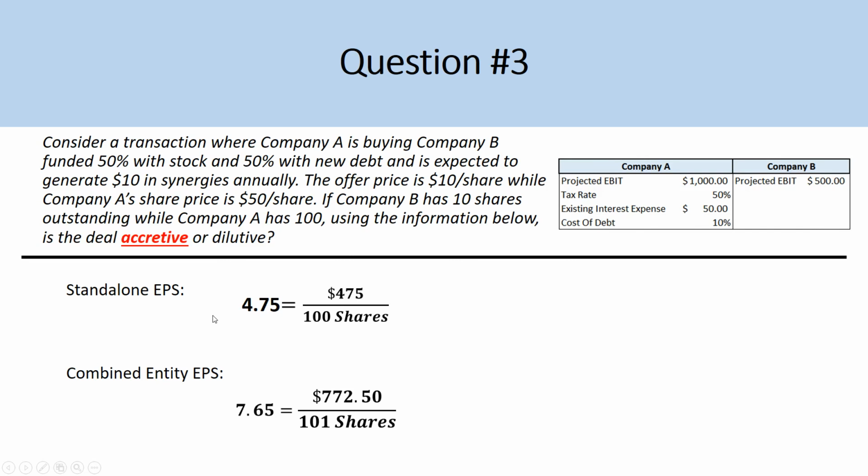Now, you compare the standalone versus the combined entity EPS. For the standalone, you divide just the standalone net income of 475 by its 100 shares, right? So it'd be 4.75. And for the combined entity, the new net income would be $772.50, and you divide by 101, the 100 shares plus the one new share that is issued to pay for the 10 shares of the target's shareholders. So $772.50 divided by 101 gives you a combined EPS of 7.65. So in this example, the transaction would be accretive.